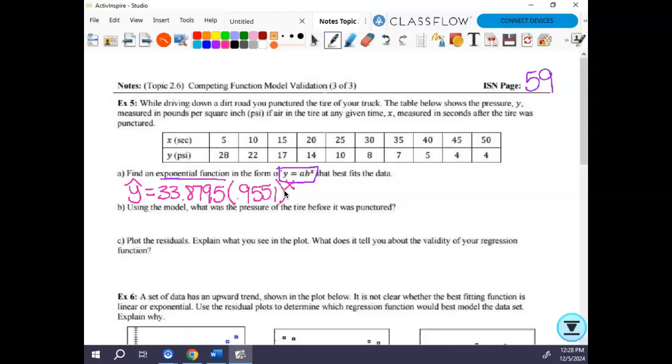Okay, so then it says, using the model, what was the pressure of the tire before it was punctured? All right, so tell me, in this situation here, when was the tire punctured? At 0, right? At 0 seconds, it says X measured in seconds after the tire was punctured. So the tire was punctured at time t equals 0. But this doesn't say when it was punctured. It said it was before it was punctured.